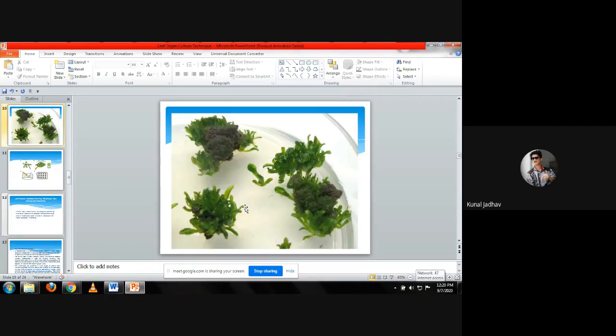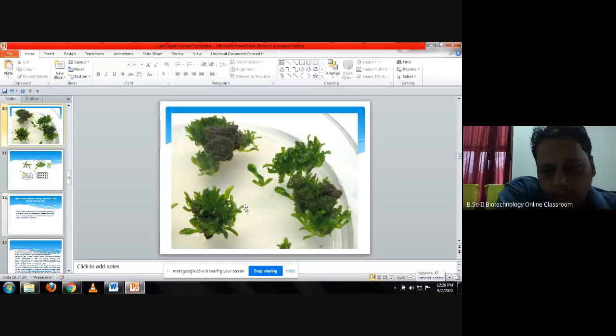Now see, this is the example of leaf. Directly they have taken leaf, and from that leaf they have got many shoots. So I will tell you an example of tobacco. Tobacco is a model plant used for transformation, genetic transformation.